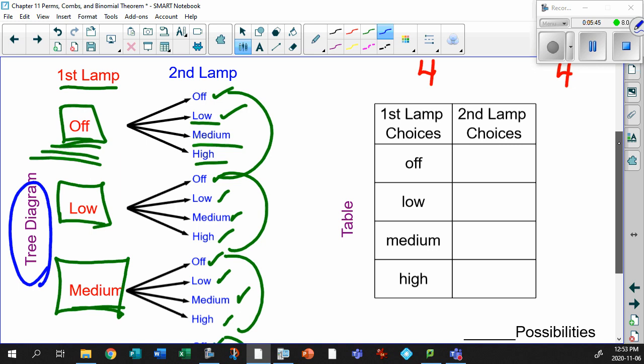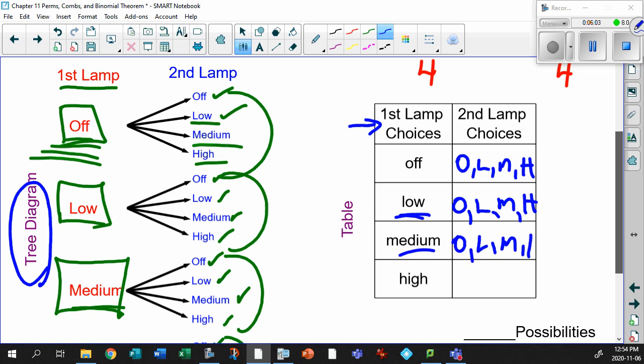You could say, okay, there's my first lamp choices. I could be off, low, medium, or high. My second choices could be off, low, medium, or high. If my first choice will be low, okay, then second one, off, low, medium, and high. Okay, medium, this could be off, low, medium, and high. Getting the message yet? And if you count all of these, you still have 16 possibilities.